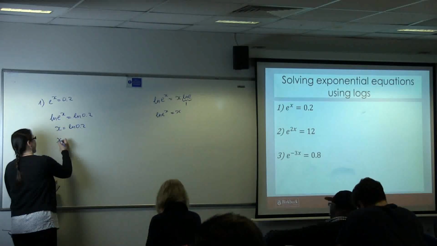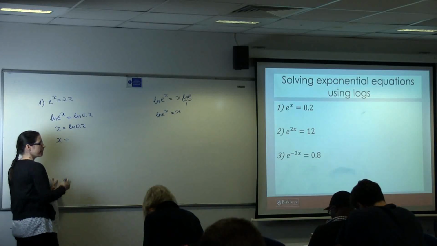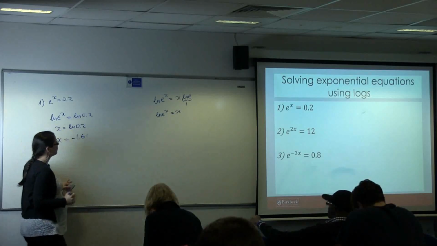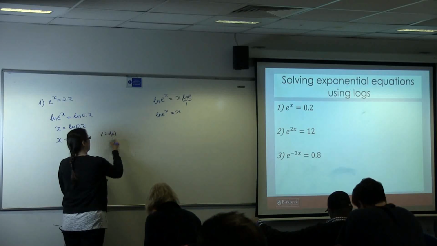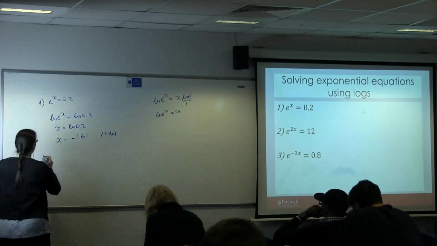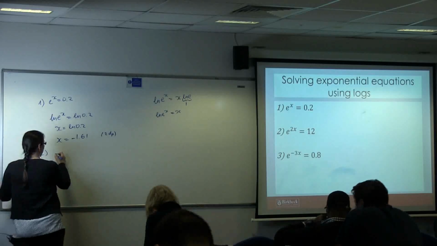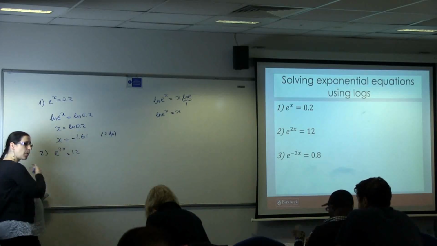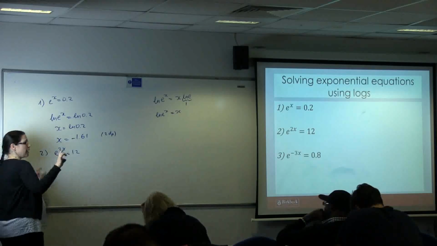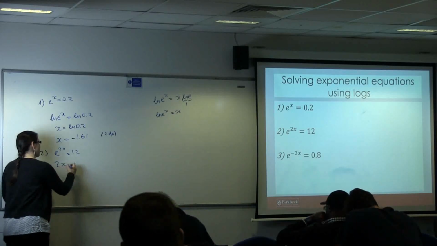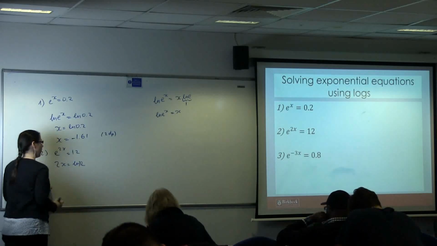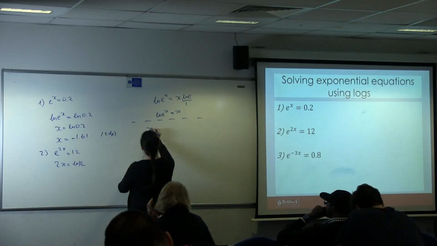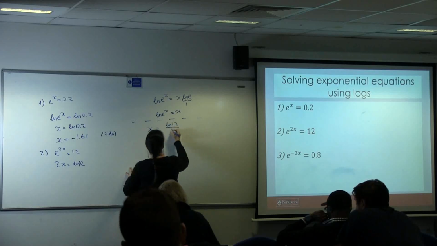And anybody with a calculator handy? -1.61. Yeah. Okay. Number 2. e to the 2x equals 12. Same scenario. Apply the log to both sides, so that will cancel e out, so you will end up with 2x being ln 12. And now what you've got is x being equal to ln 12 over 2.